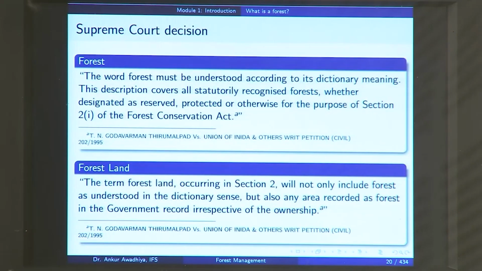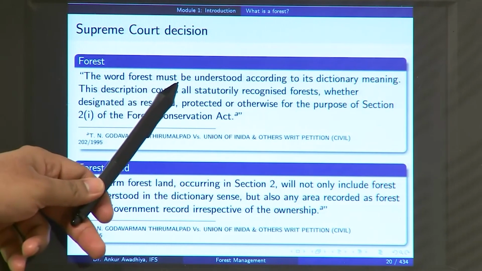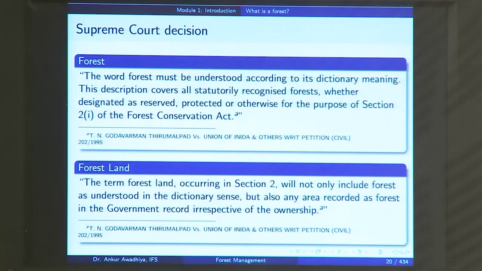Now, in our country, forests have been defined as per the Supreme Court's decision in a case known as the Godavarman case. In this case, the Supreme Court said in its decision that the word forest must be understood according to its dictionary meaning. So, what is a forest? A forest is an area that comes under the dictionary definition of a forest. And what is the dictionary definition of forest?